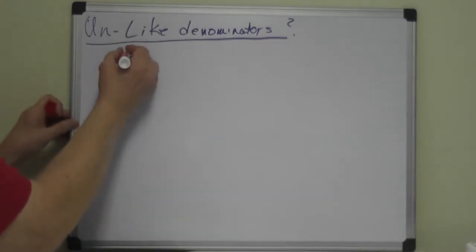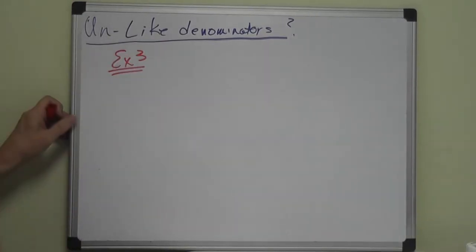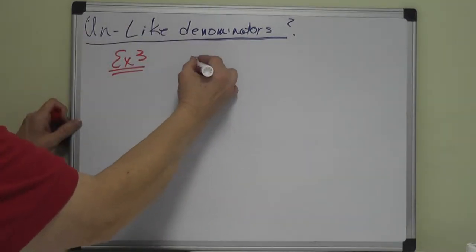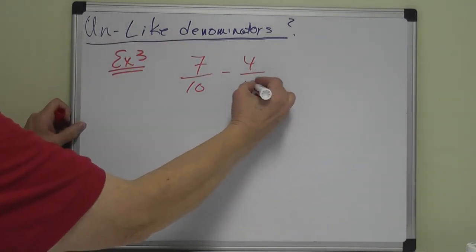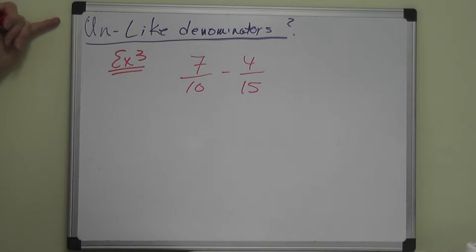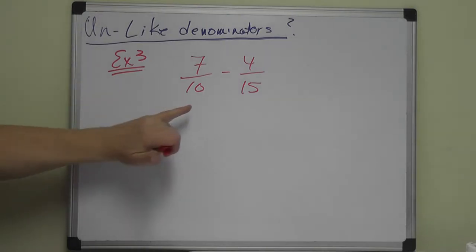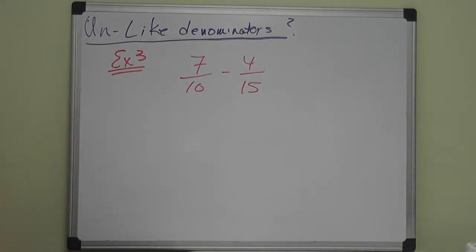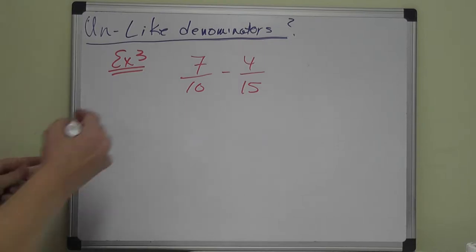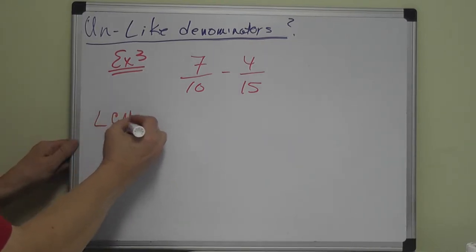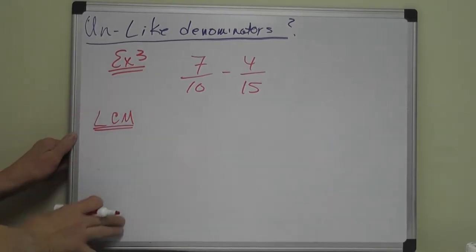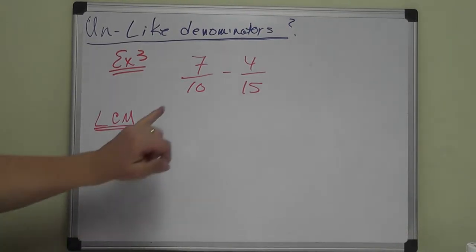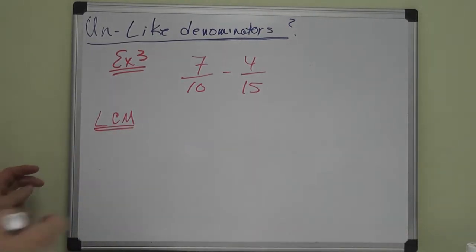This is example 3. And we are told simply subtract 7/10 minus 4/15. Same thing. If you have unlike denominators and you are adding or subtracting, you have to rename these fractions with a common denominator. It's going to be your LCM. Again, if you need help determining what the least common multiple is, text me if you're in my class, or put a comment on the YouTube video if you're not, and I'll help you out. A common denominator here is 30.